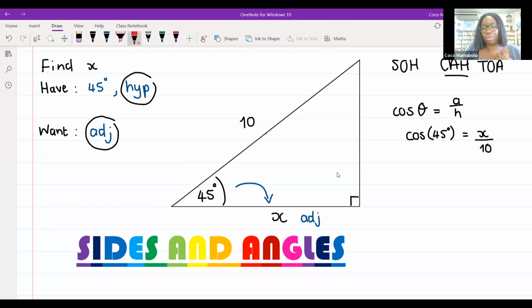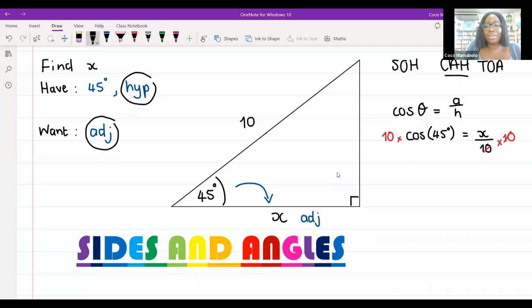How can I get rid of divide by 10? I need to do the inverse operation, which would be the opposite of divide by 10: times 10. Good, times 10. So I would also have to go to the side and times by 10 on this side as well. Okay, so these two would cancel.